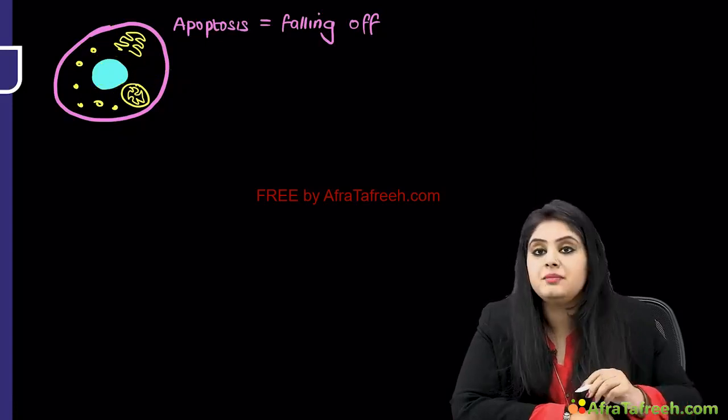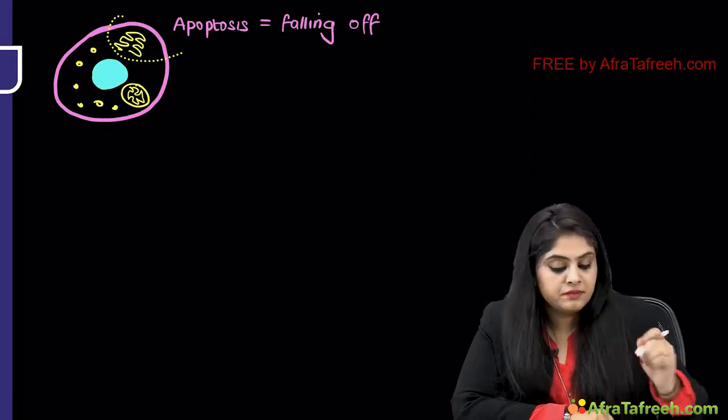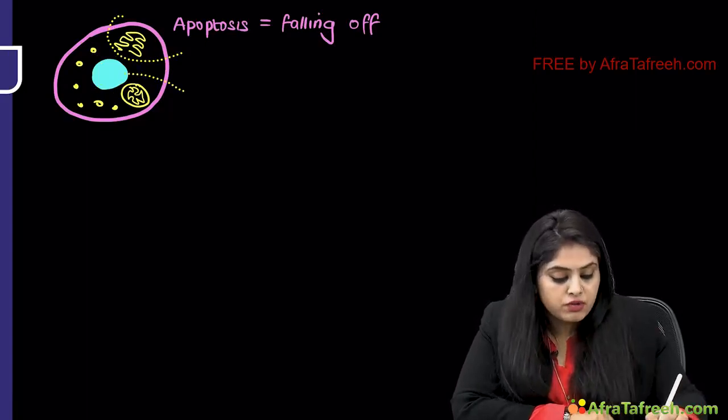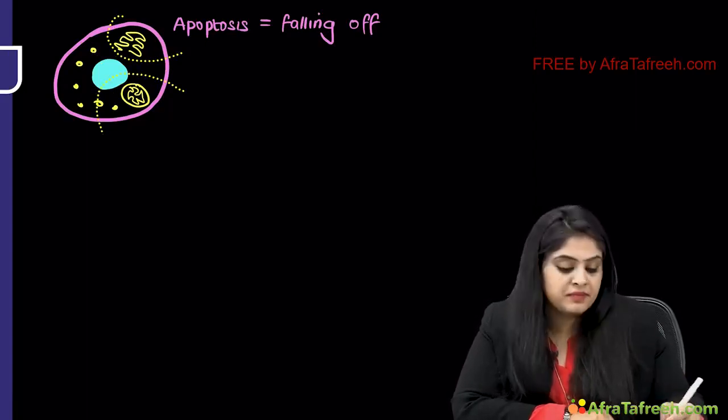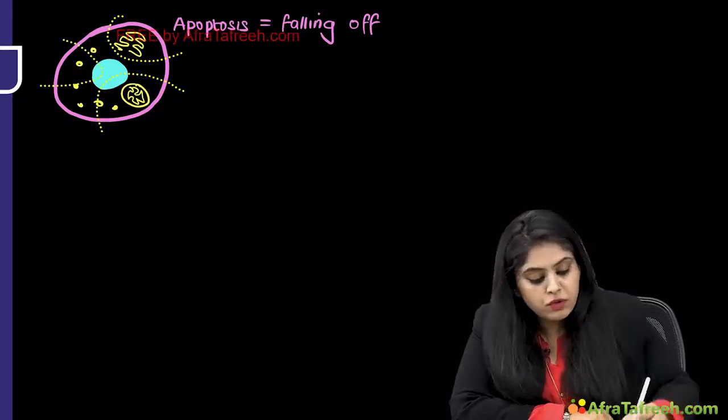I've drawn them very strategically. Don't think I'm just making random lines. In the first cycle, endoplasmic reticulum fell off. In the second cycle, mitochondria and a little bit of nucleus. In the third cycle, only and only nucleus. So what is it going to fall off into?